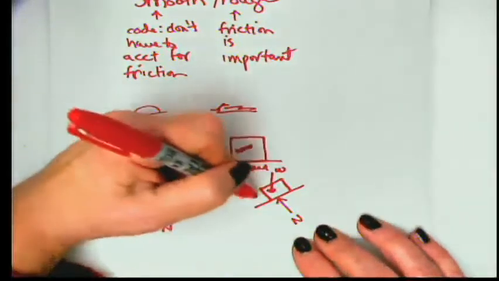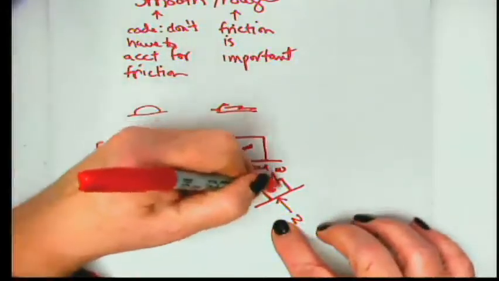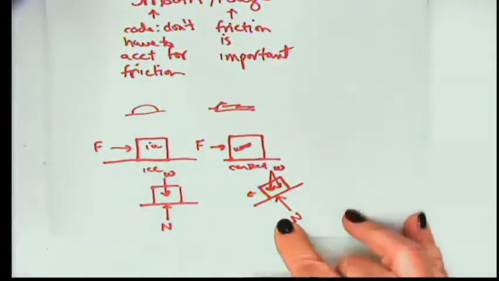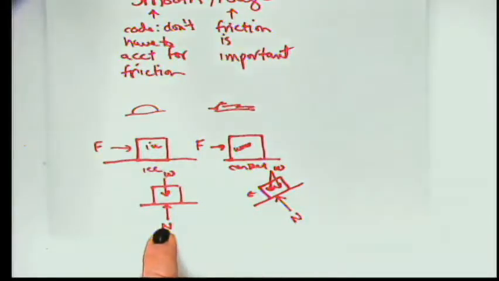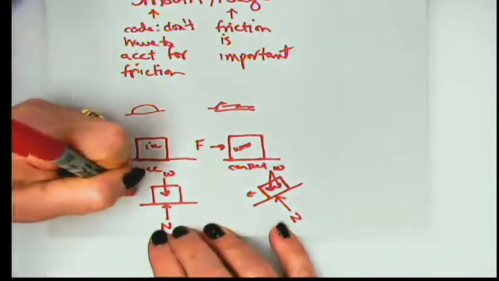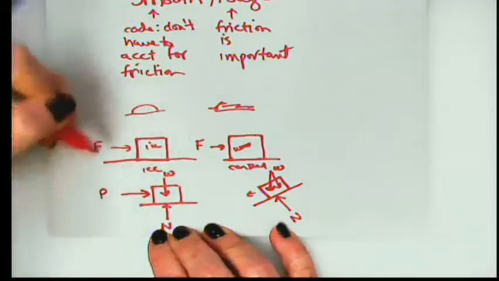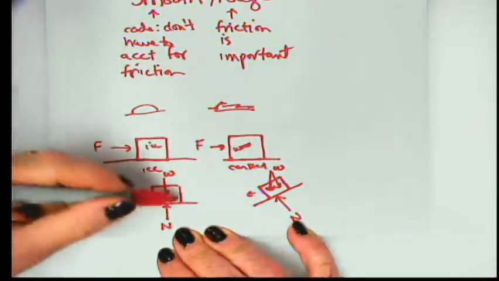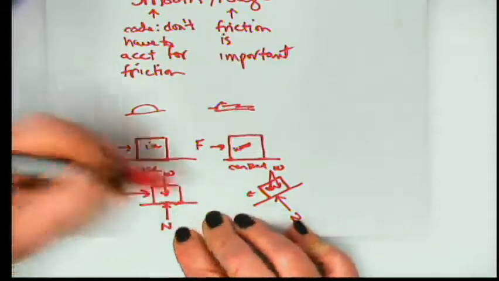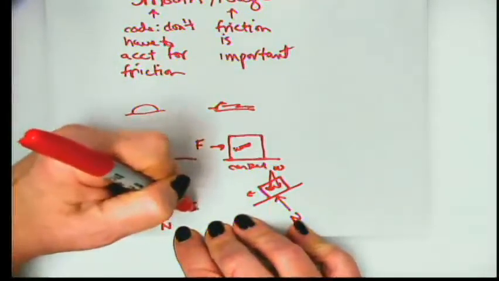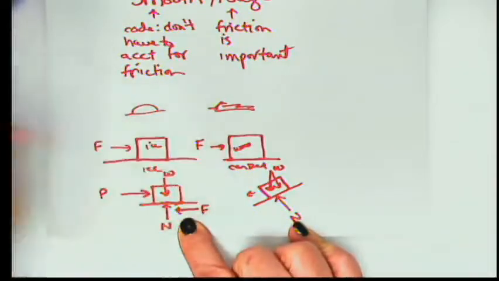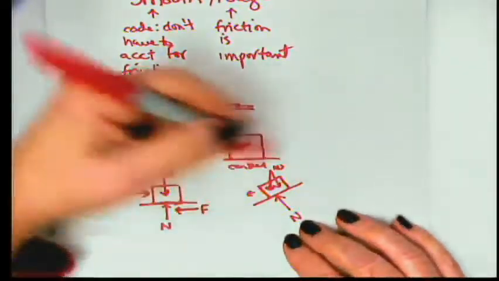So in other words, part of the weight of this block is going to encourage it to slide down the incline, whereas here, we're going to have to do something in order to make it move, and that something is push against it. Well, depending on how rough this surface is, when we push, we're going to get some sort of a frictional force that opposes that motion.